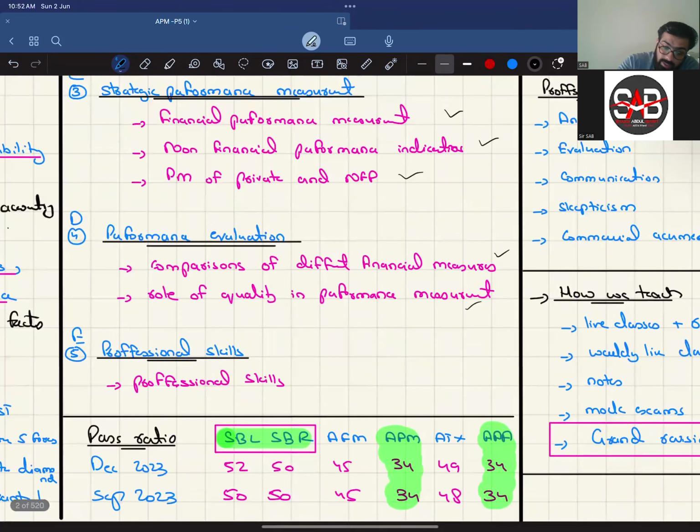And then we have professional skills. You must have an idea, as you have covered SBL already with me, that these skills have separate benchmarks for you, which are, I would say, analysis. Analysis skill is being tested, and then there is skepticism, evaluation.